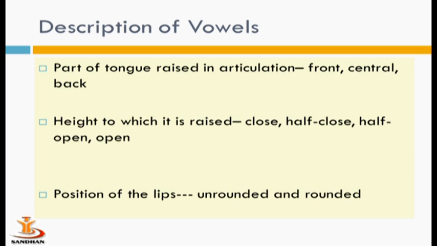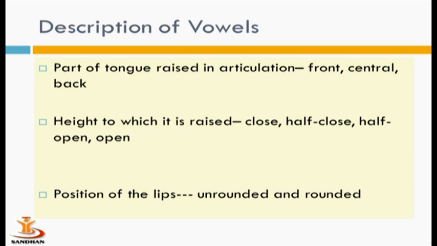The lips are rounded. And when you say ah, they are unrounded. And there is something which is neutral when you say e, for example. So how do we actually describe a vowel? You will call it front, half close, unrounded.